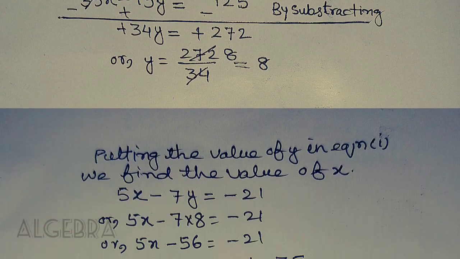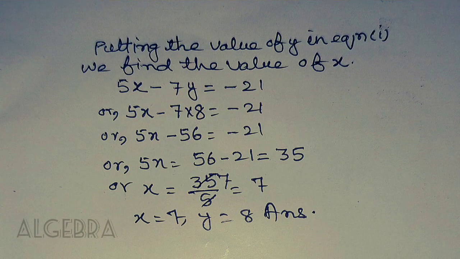Putting the value of y in equation 1, we find the value of x. 5x - 7y = -21, or 5x - 7 into 8 = -21, or 5x - 56 = -21, or 5x = 56 - 21 = 35, or x = 35/5 = 7. So x = 7 and y = 8. Answer.